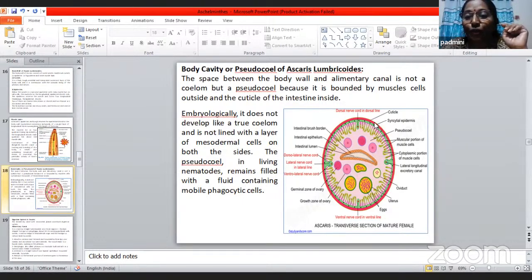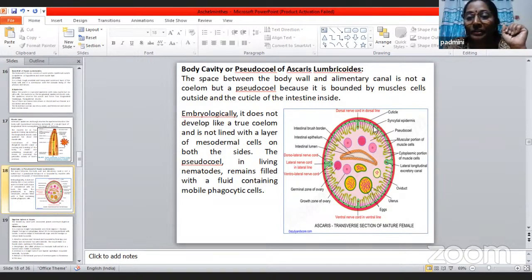The outer side is a cuticle, the round cuticle. Inside is a syncytial epidermis. You can see those scattered nuclei, all those dark dots over there. Those are scattered nuclei because they are all staying together. That is the reason you find a lot of nuclei in each cell, but they are put together as cells over there. So that is called a syncytial epidermis.